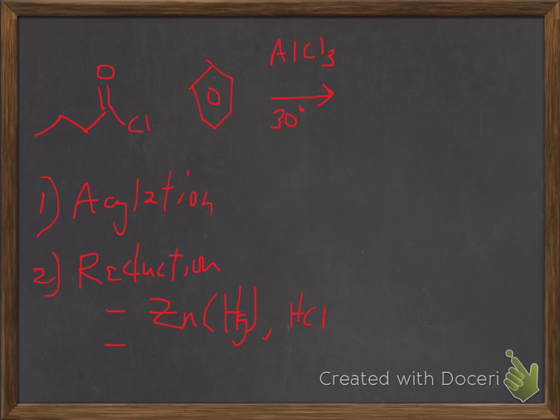The second one's called the Wolff-Kishner reduction, and it uses hydrazine, which is explosive, along with either potassium or sodium hydroxide. It does require high temperatures, and so you have to use something like polyethylene glycol or something like that that boils at a really high temperature. So, high temperature.